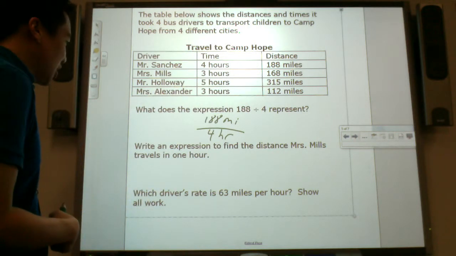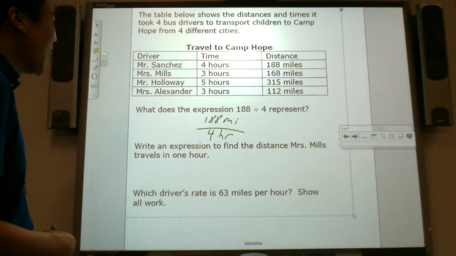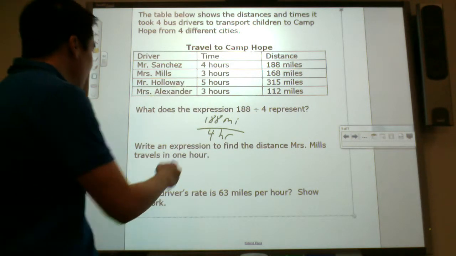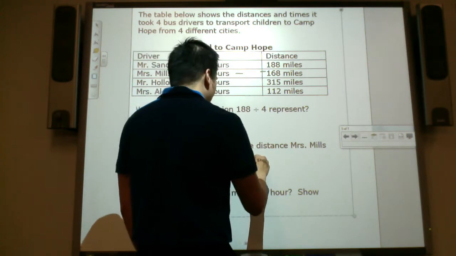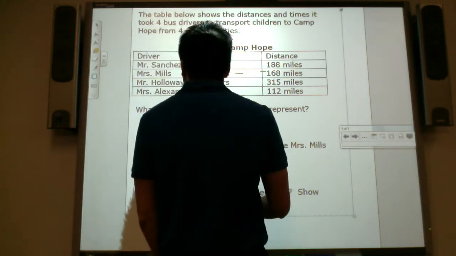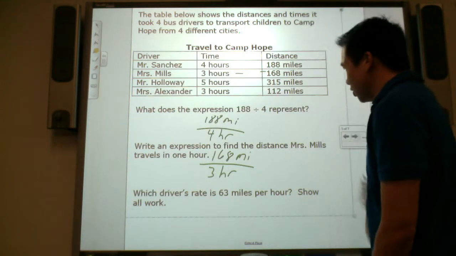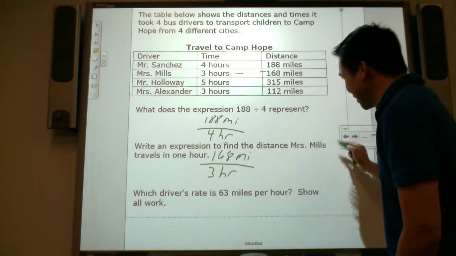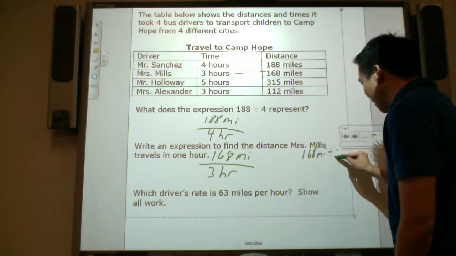Write an expression to find the distance Mrs. Mills travels in 1 hour. So where's Mrs. Mills? Here's Mrs. Mills. So she drove 168 miles in 3 hours. So another way to write this is 168 miles divided by 3 hours.